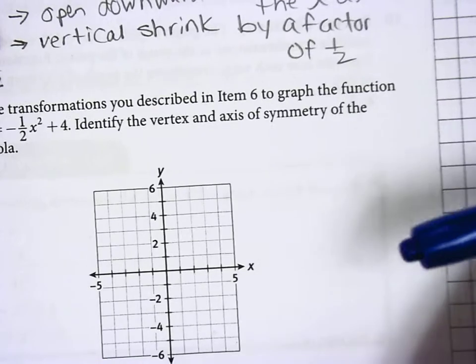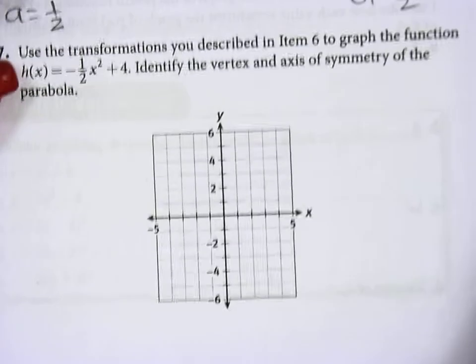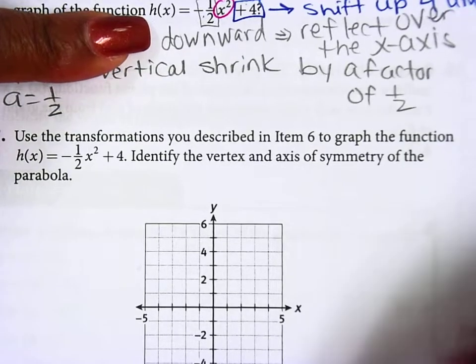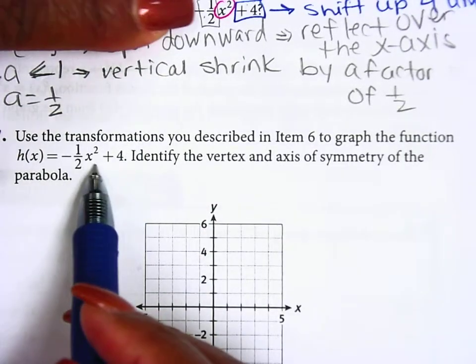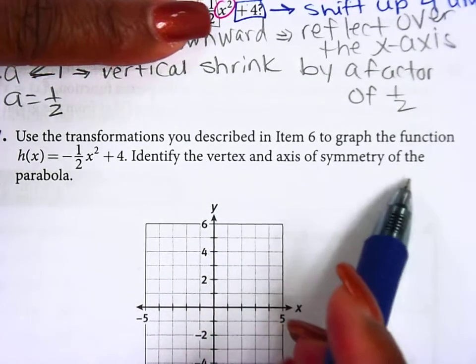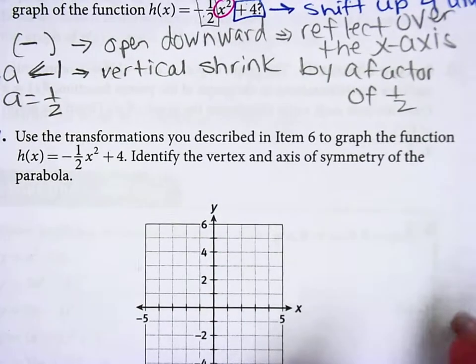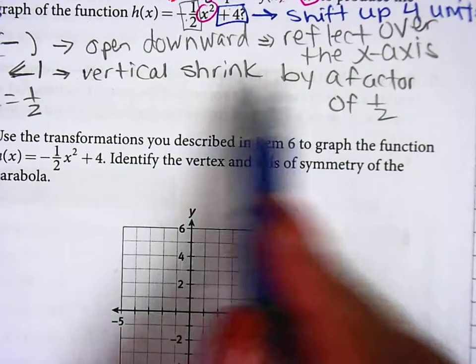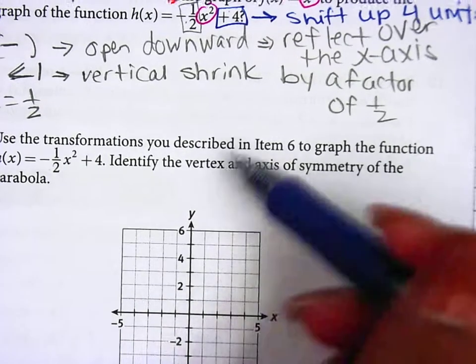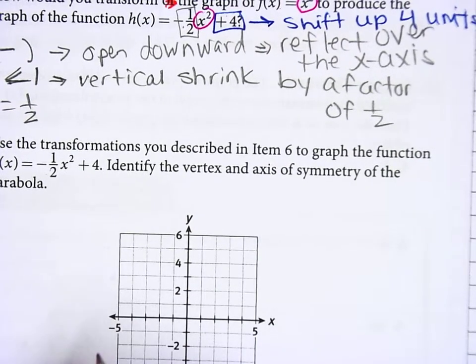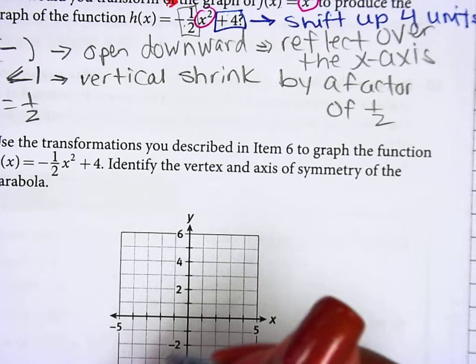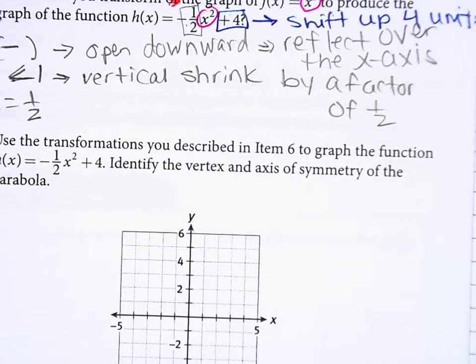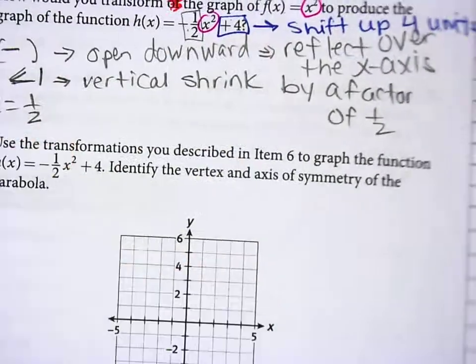Number 7 says use the transformation you described in 6 to graph the function h of x equals negative 1/2 x squared plus 4. Identify the vertex and the axis of symmetry of the parabola. I'm not going to do that for you. You could do that yourself. You already have 1/2 x squared, and you know you're going to flip it. If you don't want to do all the different transformations, it's okay. Just go ahead and make your table of values and get your domain and range to graph.